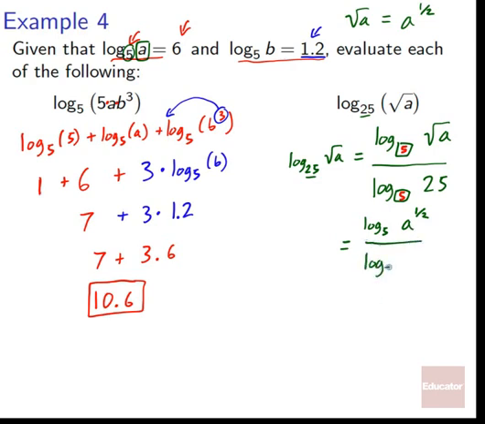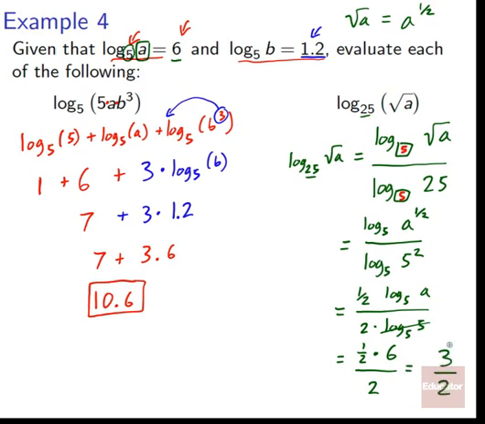Well, we see that 25 is 5 squared, right? Because what number do you have to raise 5 to get 25? You have to raise it to 2. So at this point, 1/2 log base 5 of a over 2 times log base 5 of 5. Log base 5 of 5 is just going to be 1. We know that we've got 6 up here, so it's 1/2 times 6 divided by 2. 1/2 times 6 is equal to 3, still divided by 2.